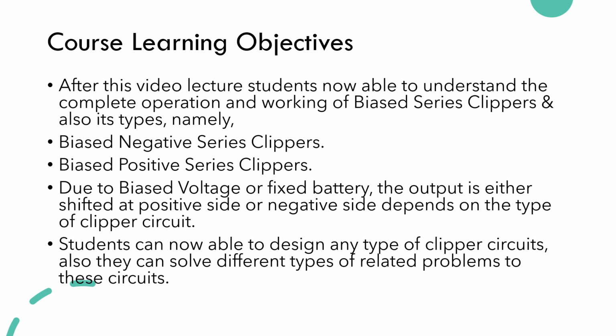After this video lecture, students are now able to understand the complete operation and working of biased series clippers and also its types, namely biased negative series clippers and biased positive series clippers. Due to the bias voltage or fixed battery, the output is shifted either at the positive side or negative side, depending on the type of clipper circuit. Students can now design any type of clipper circuits. Also they can solve different types of related problems on these circuits.